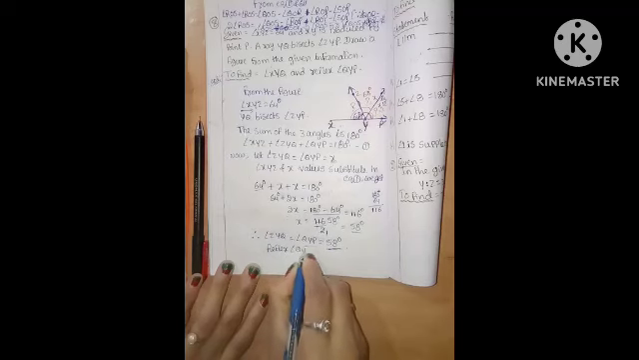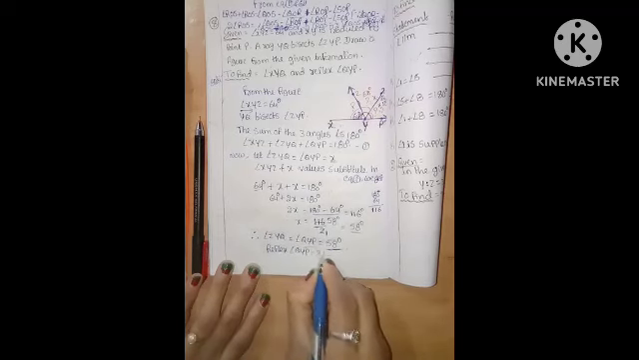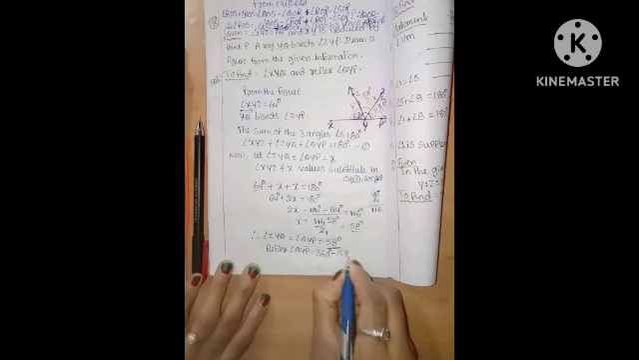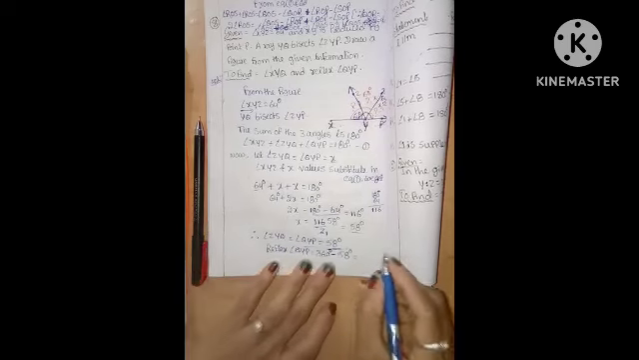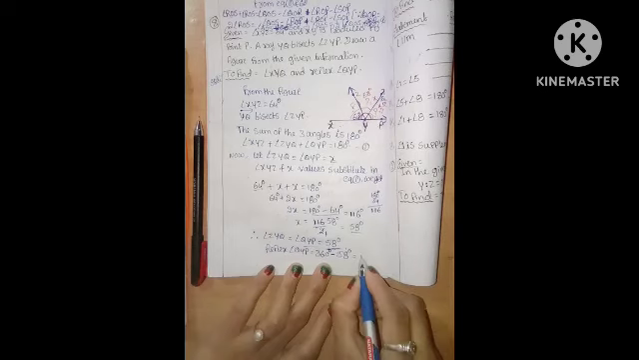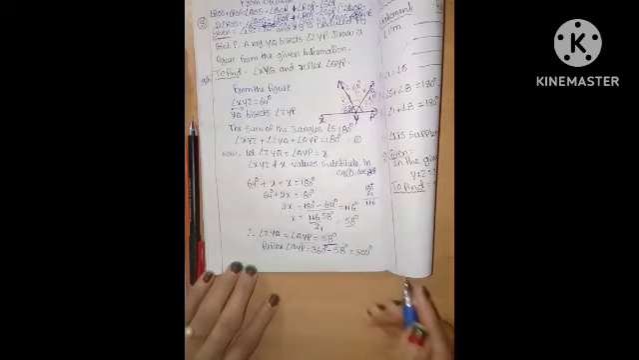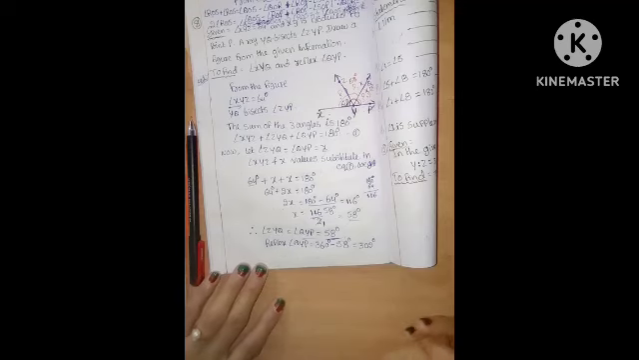So the reflex angle of QYP is equal to 360 minus 58 degrees. How much value did we get? 302. This is the angle we got.